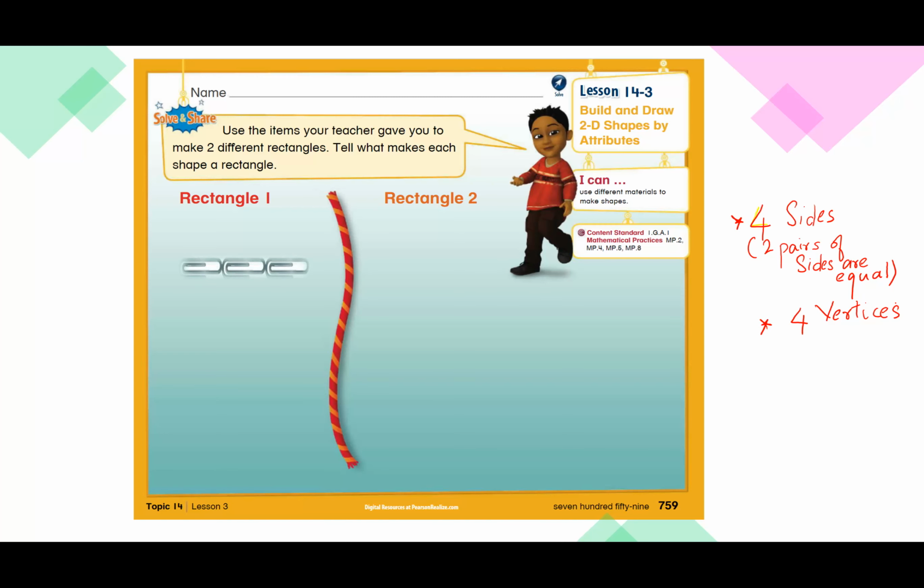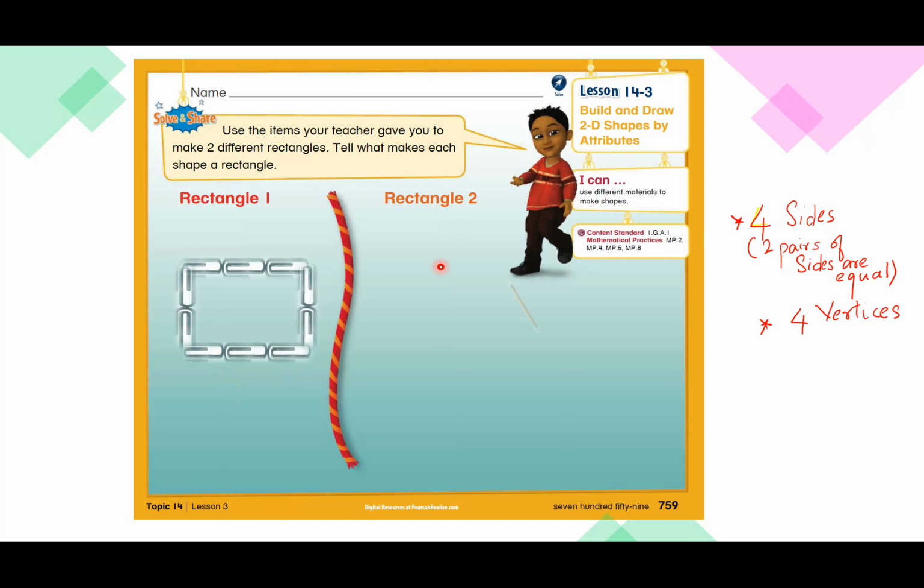Here I'm making a rectangle using my paper clips. I put all my paper clips like this, and this is a rectangle. On top I have three paper clips. I place three paper clips on top and bottom, and on the sides there are two paper clips. Now I can say that these two are equal and these two are equal. So it's a rectangle, they all are straight and it has four corners.